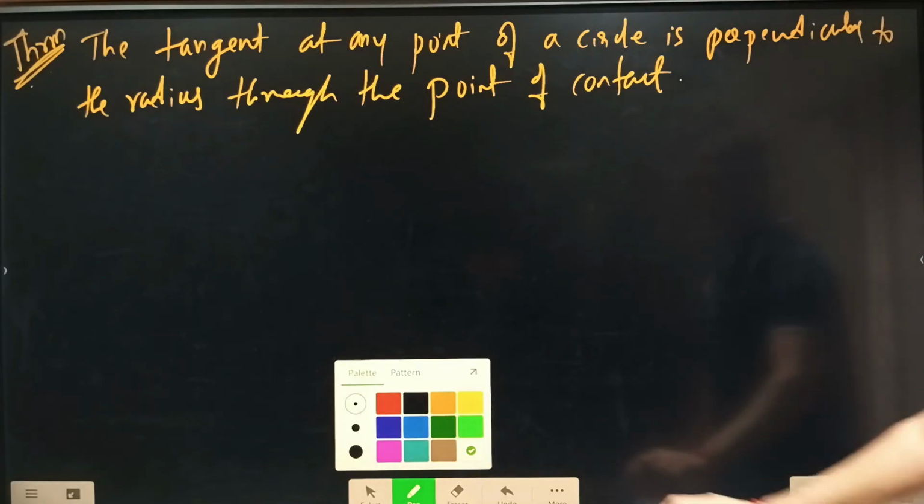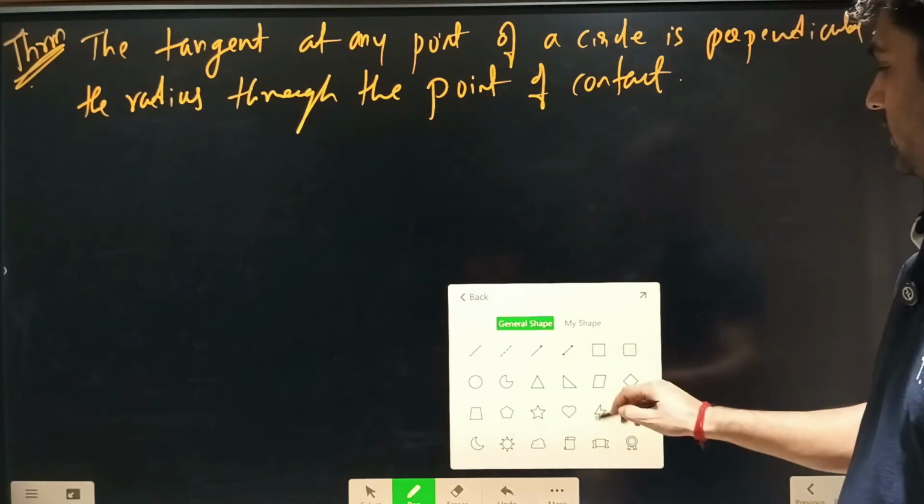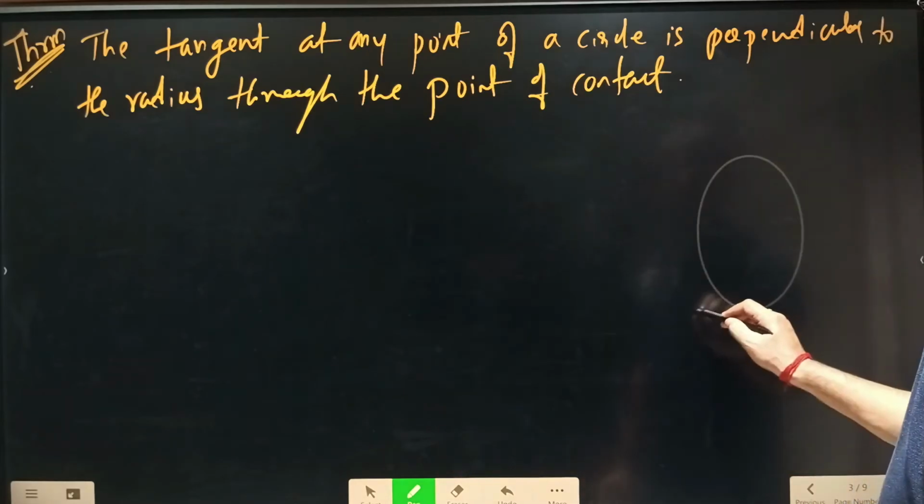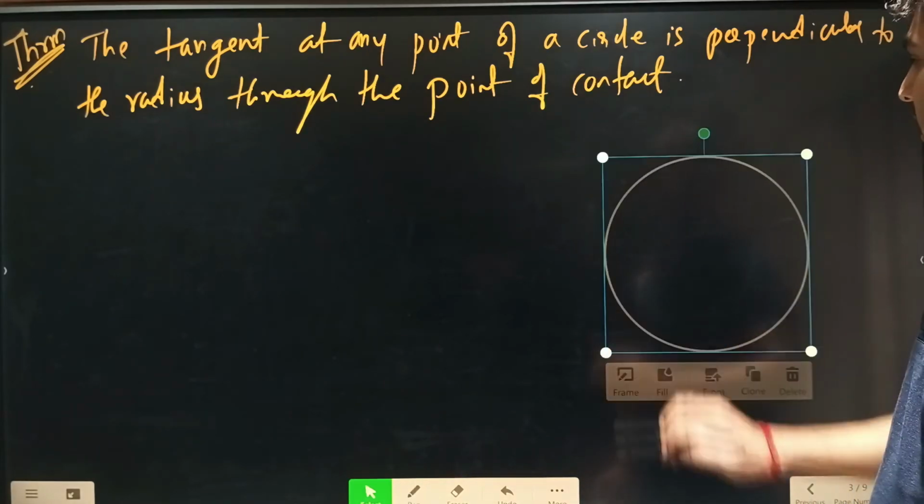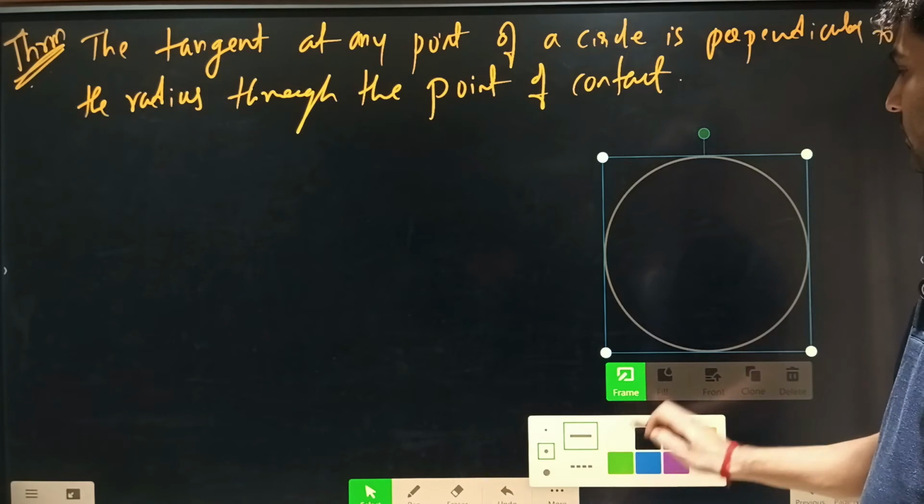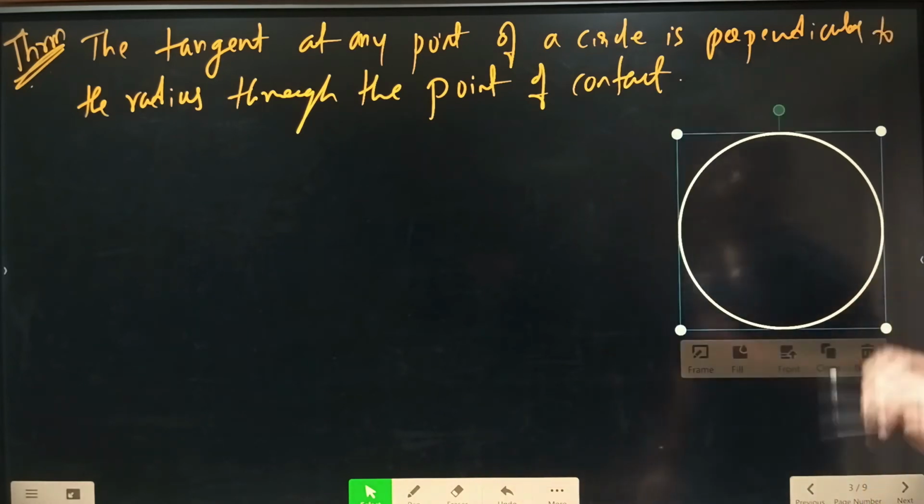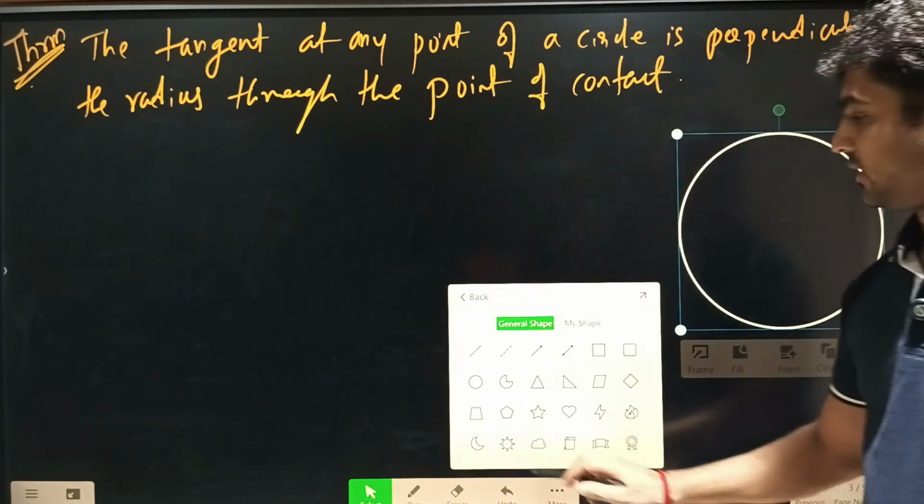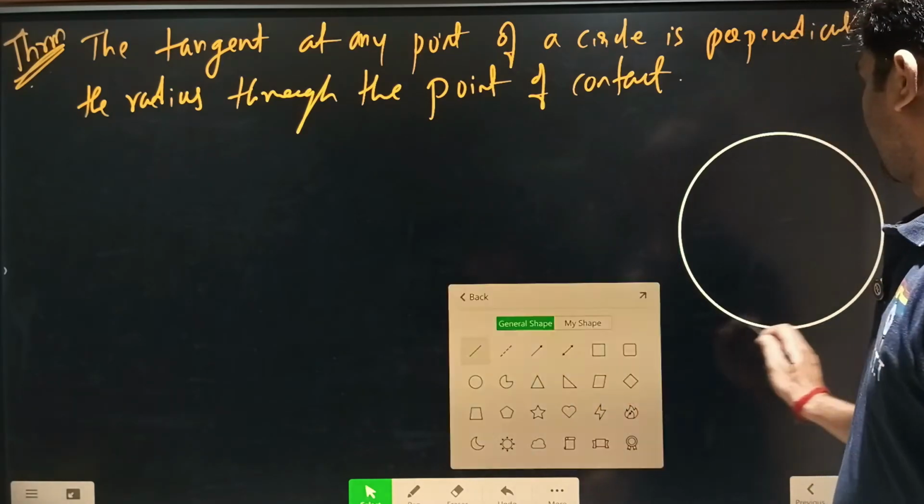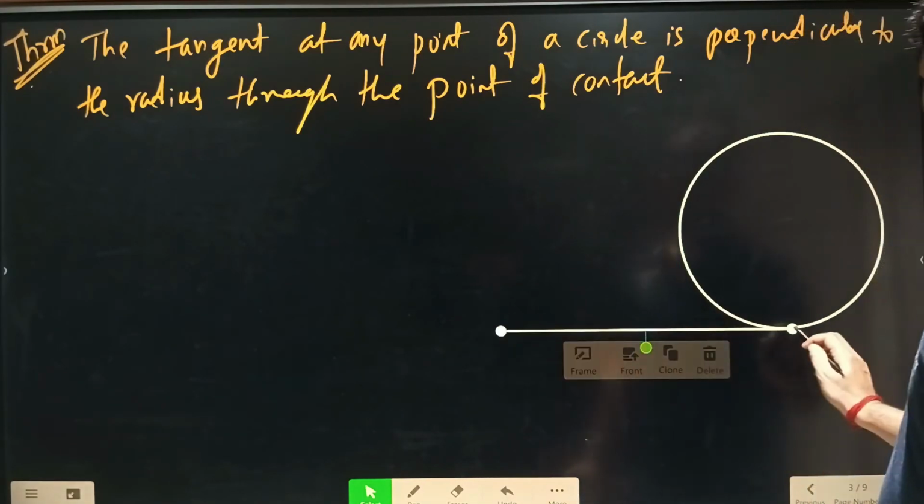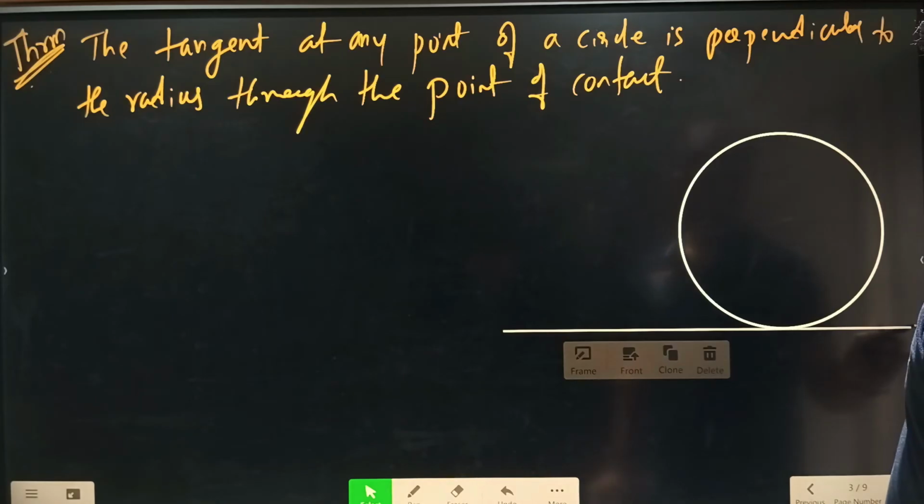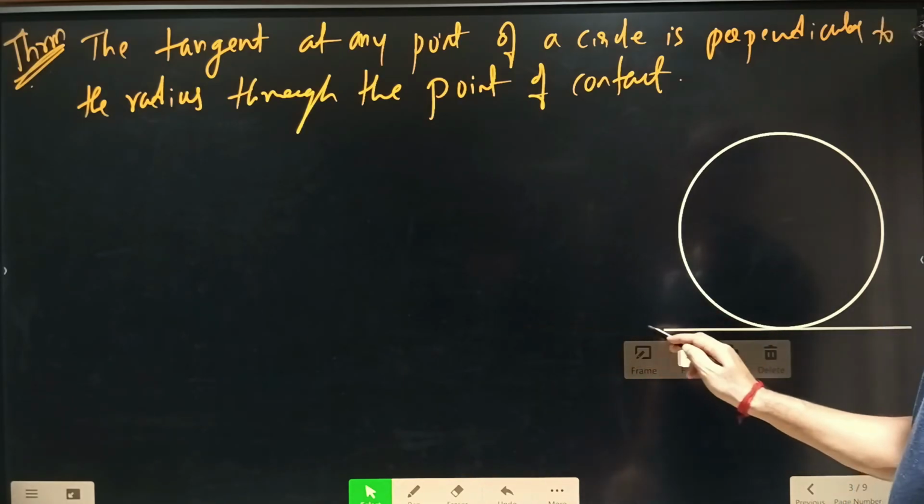Suppose, dear friends, if you consider the circle, observe carefully. Here let me consider there is a circle. In this circle, let's take, here there is a circle, and let me write a tangent. We can say this is a tangent now, correct?